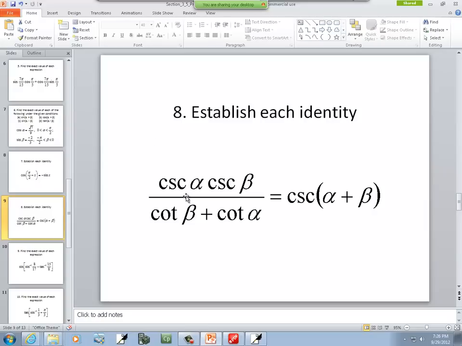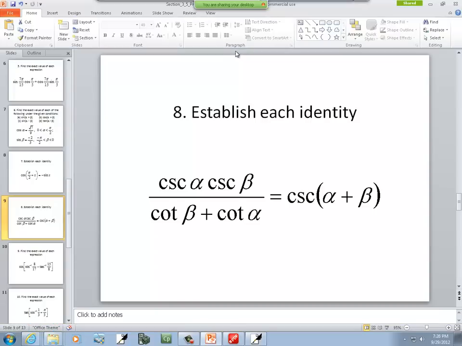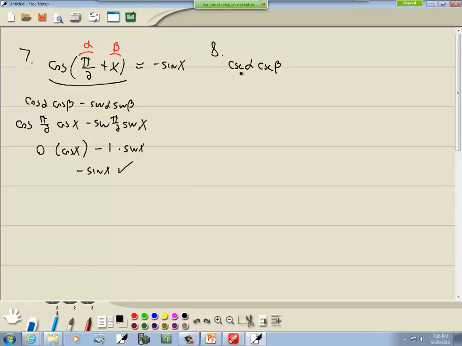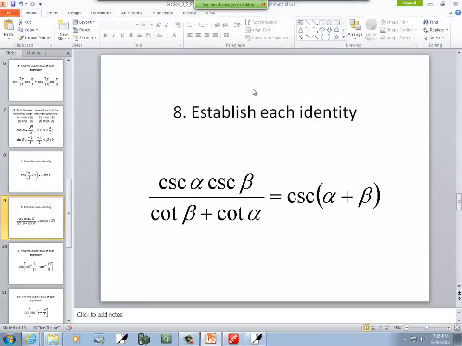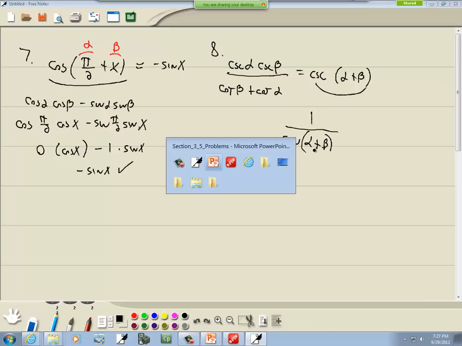Let's take a look at this one. We got cosecant alpha, cosecant beta, over cotangent beta plus cotangent alpha, and equal to cosecant alpha plus beta. Well, I want to start with this one, and we don't have a formula for cosecant, but we can rewrite that as 1 over sine alpha plus beta. So let's go look up our formula.